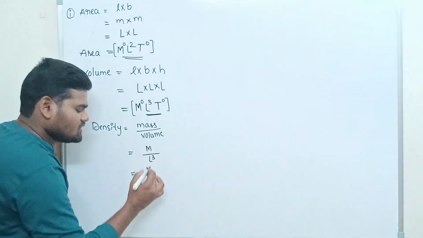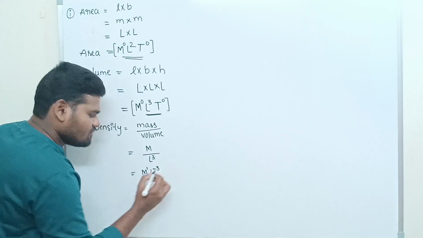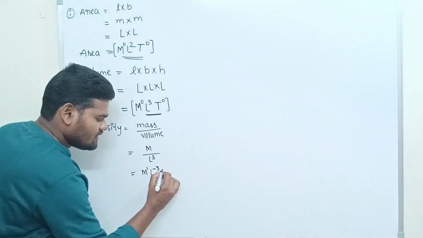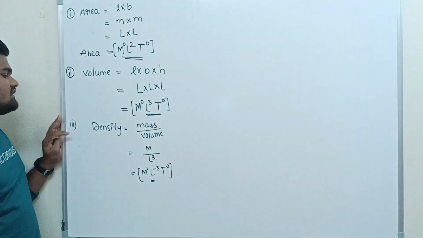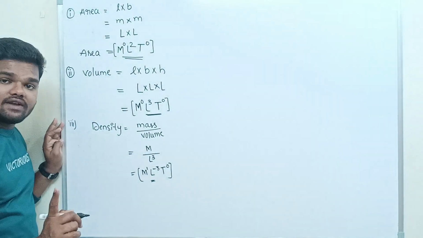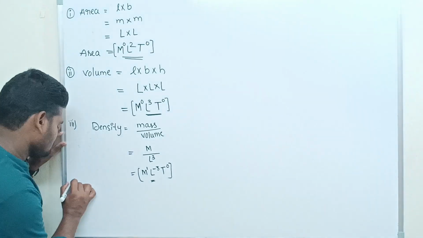If L cube comes to numerator, it becomes L to the power of minus 3. And any time term is there? No time term, then T power 0. So this is the formula for density. Are you getting? Any doubt? Right.